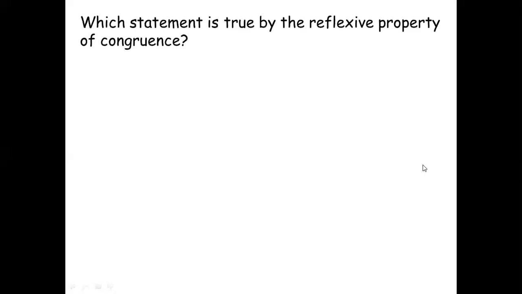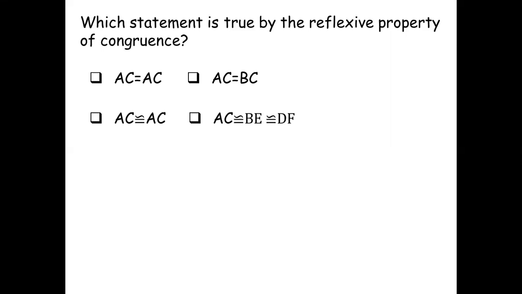Okay, so the next question is which statement is true by the reflexive property of congruence? This is talking about the reflexive property of congruence. You need to remember what is reflexive property, what is symmetric property, as well as what is transitive property. I did explain in the video during the homework explanation what is reflexive property. So let's see: AC equals AC, AC equals BC, AC is congruent to AC, or AC is congruent to BE, which is congruent to DF. So your time starts now.